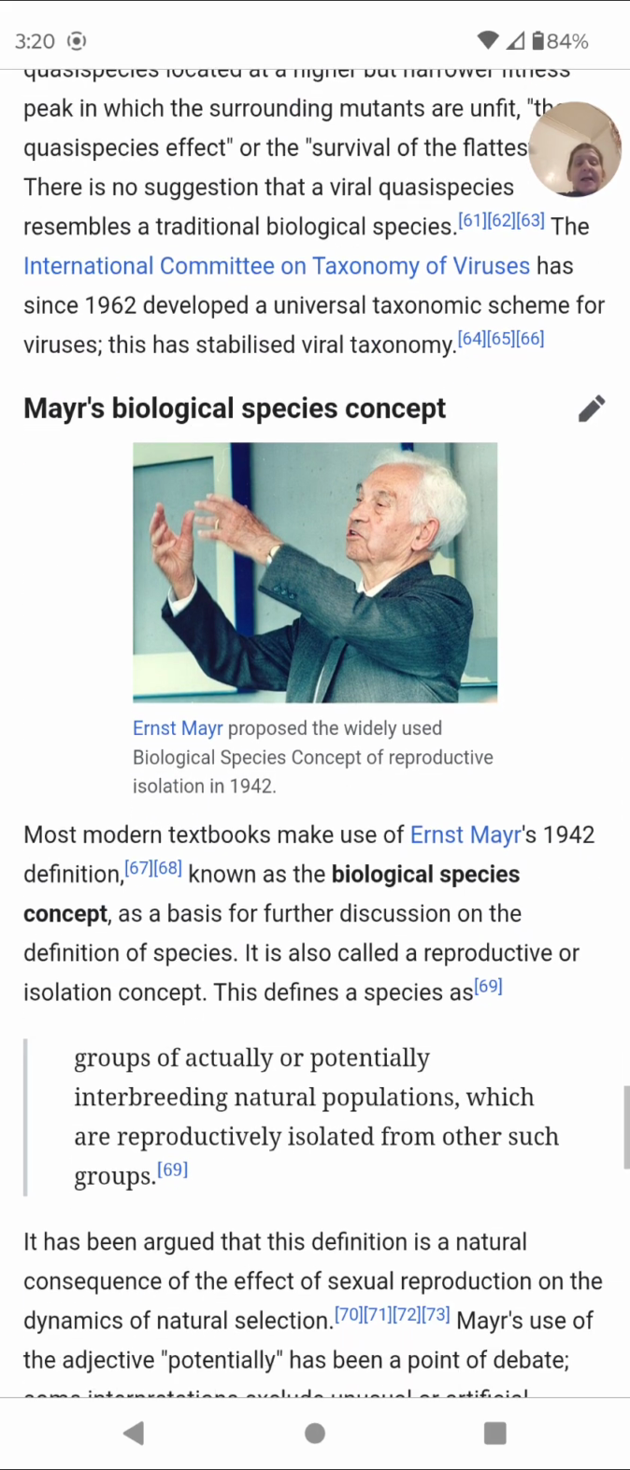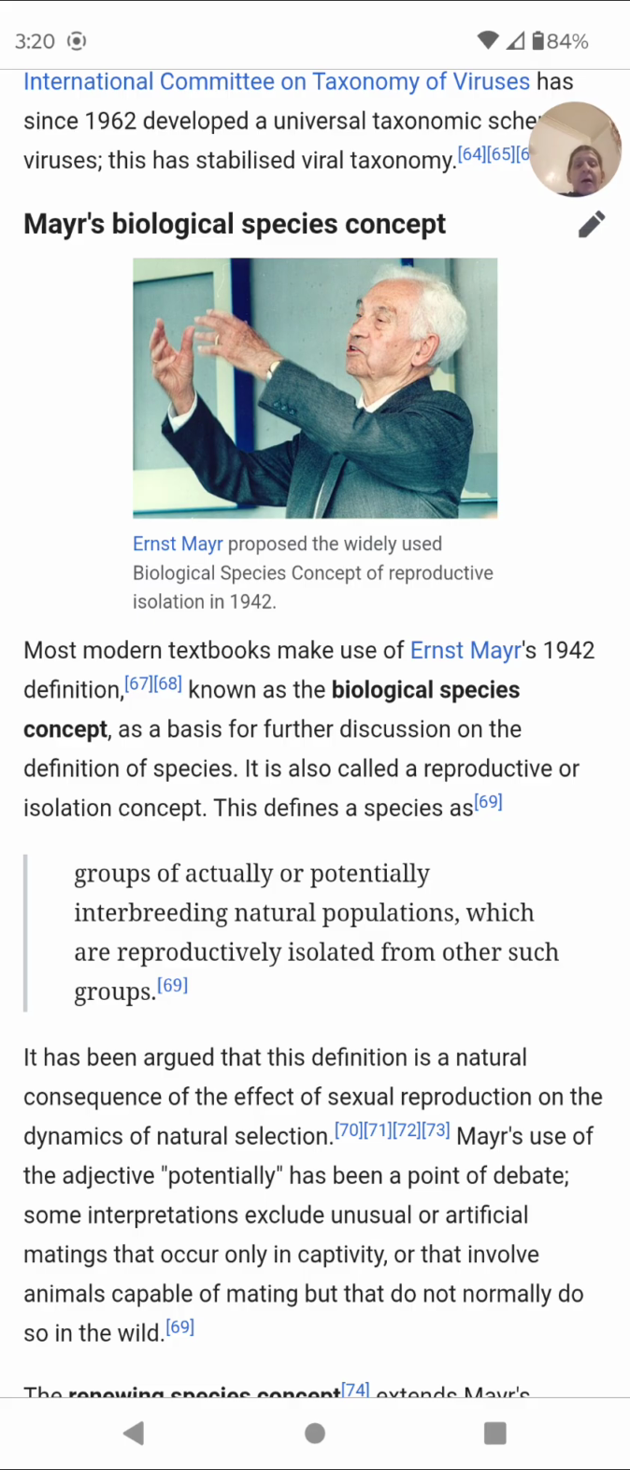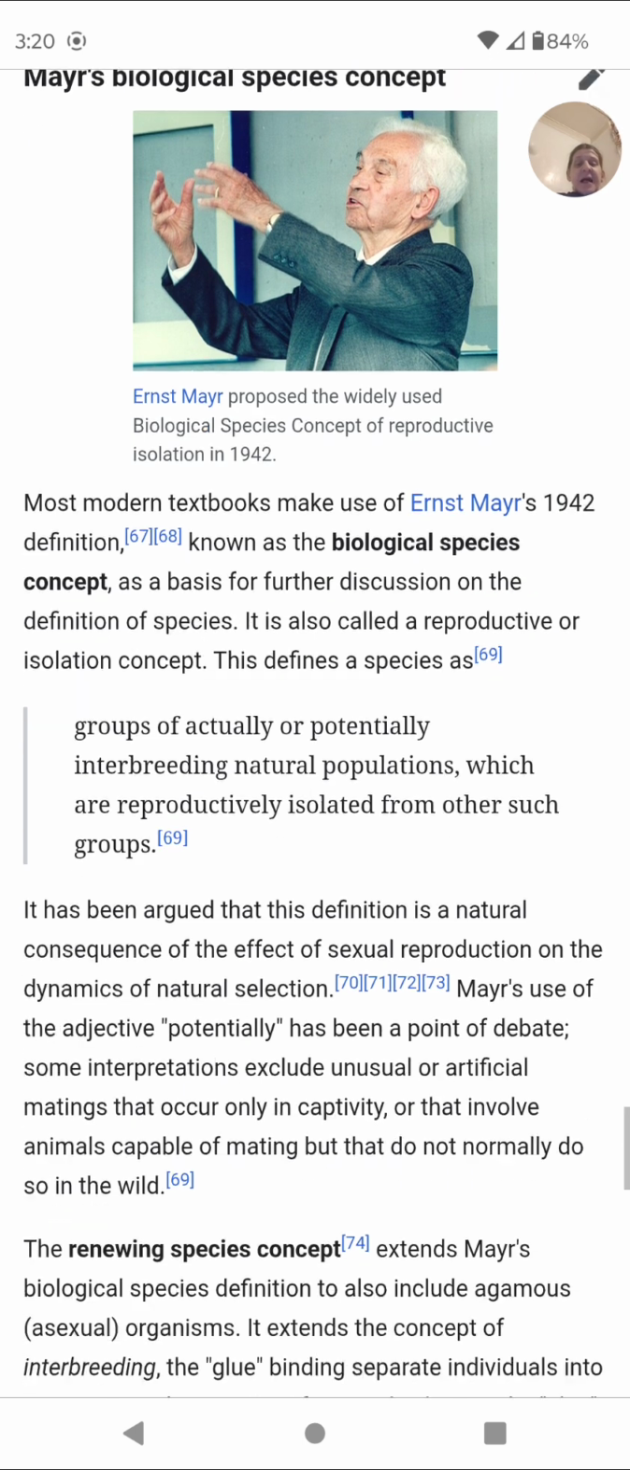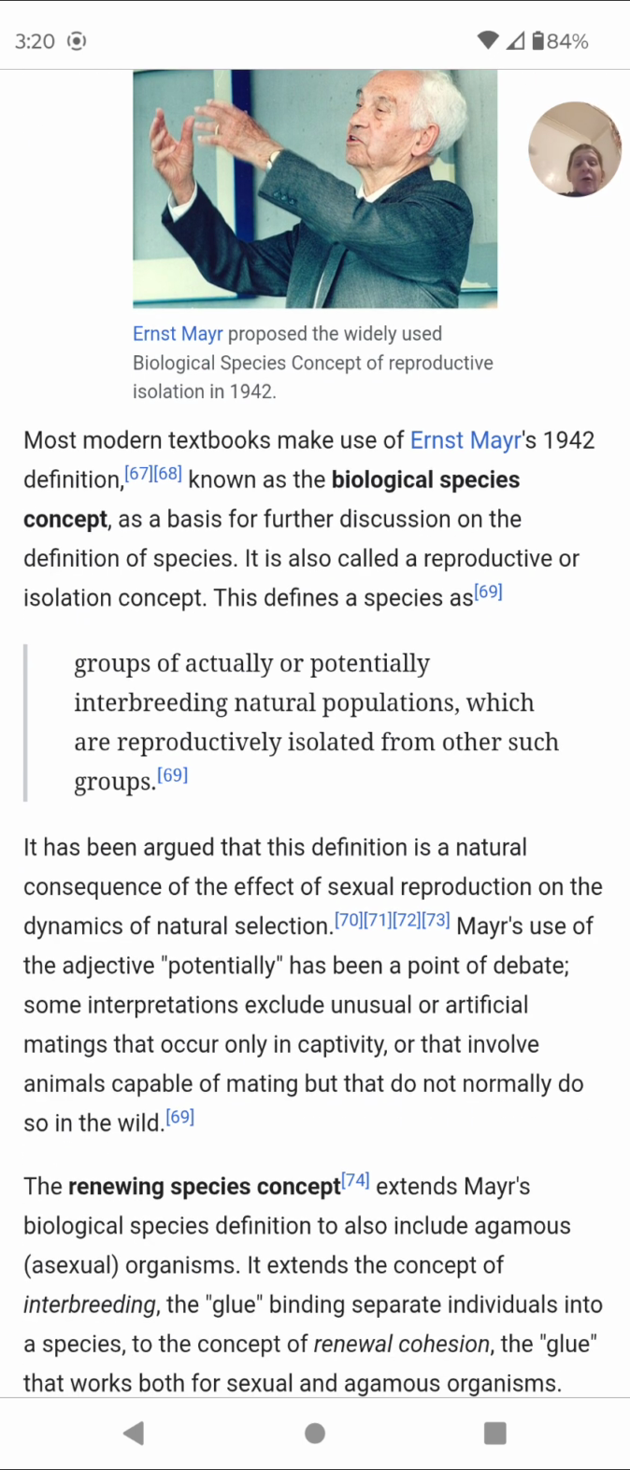Mayr's biological species concept. Most modern textbooks make use of Ernst Mayr's 1942 definition, known as the biological species concept, as a basis for further discussion on the definition of species. It is also called a reproductive or isolation concept, and defines a species as groups of actually or potentially interbreeding natural populations which are reproductively isolated from other such groups.